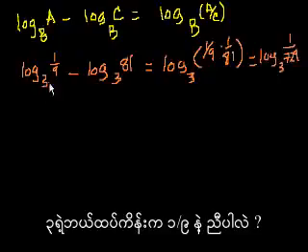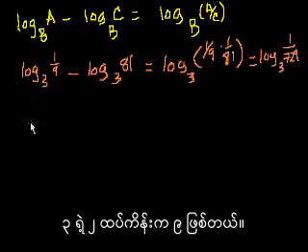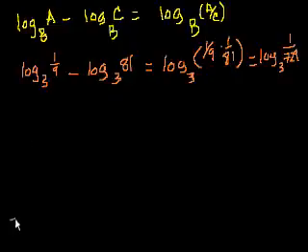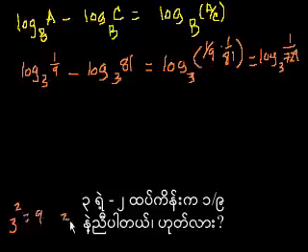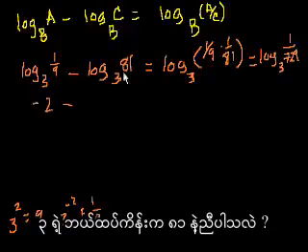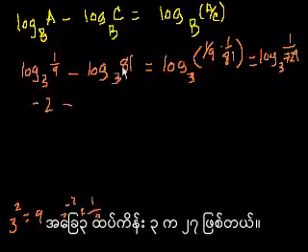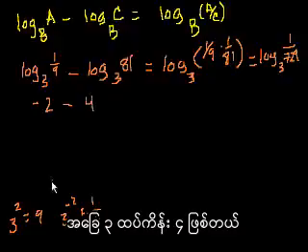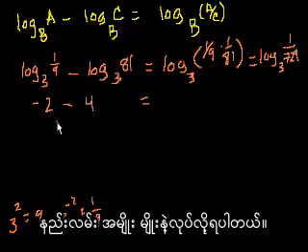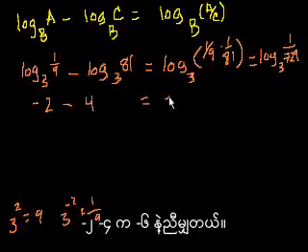So 3 to what power is equal to 1/9? Well, 3 squared is equal to 9, right? So we know that if 3 squared is equal to 9, then 3 to the negative 2 is equal to 1/9. The negative just inverts it. So this is equal to negative 2. And then minus, 3 to what power is equal to 81? Let's see, 3 to the third power is 27, so 3 to the fourth power. So we have minus 2 minus 4, which is equal to minus 6.